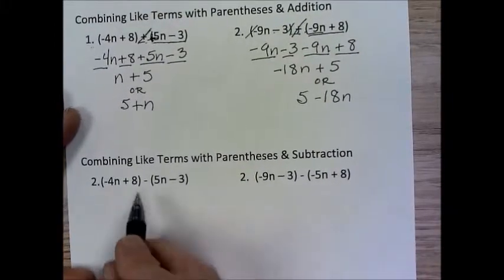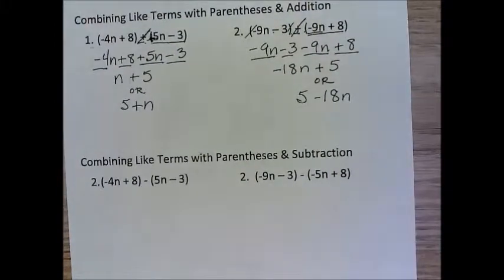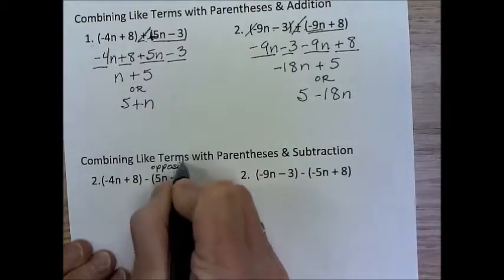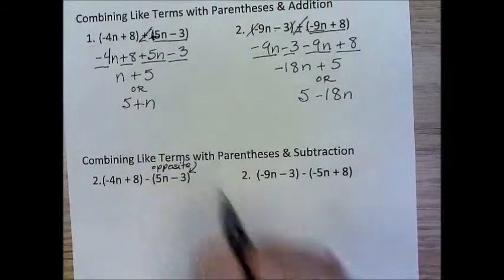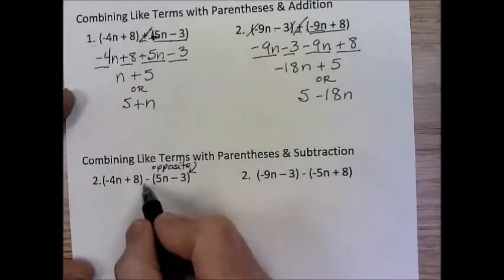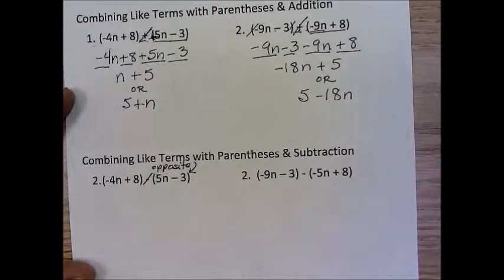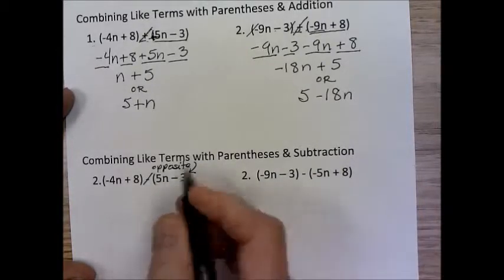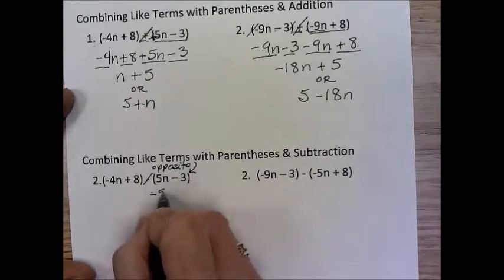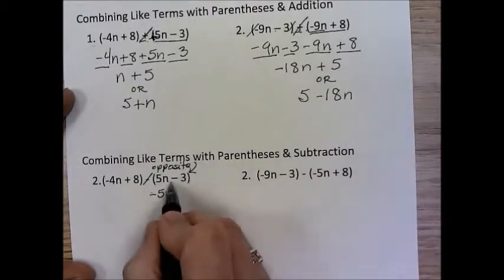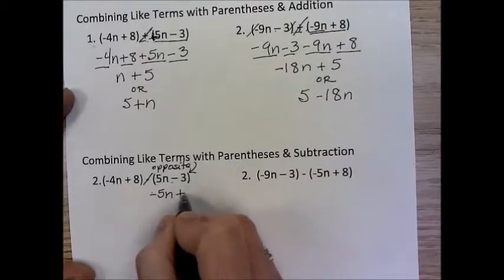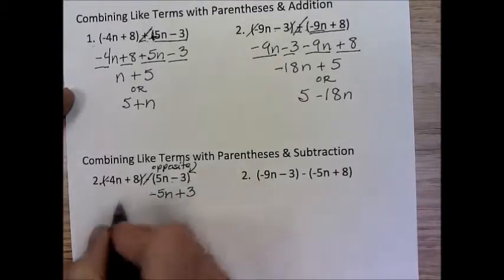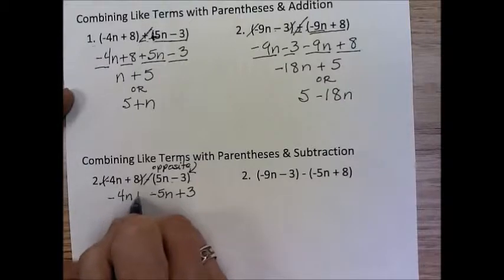When we have subtraction between the parentheses, this means that I'm going to take the opposite of what's inside these parentheses. So again, we'll end up dropping this operation symbol, but I'm going to take the opposite. Notice this is a positive 5n. This now becomes negative 5n. This was a negative 3. This now becomes a positive 3. And we're going to drop our parentheses for the first two terms.